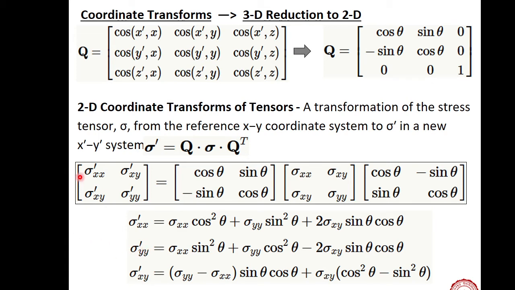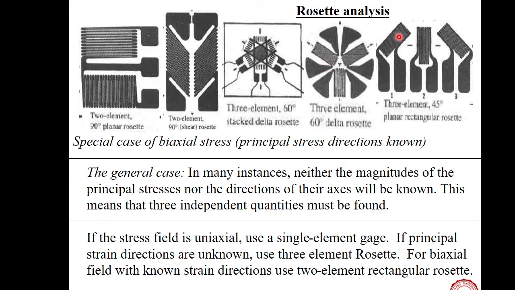So in 2D, this is our stress field, and to transform this into another coordinate system, X prime Y prime to x y, this is the transformation equation, and expanding it, this is what we get. So here, say these are the measured, and say these are the principal directions, whatever. So what will happen if we use different types of these rosettes? That is what let us observe.